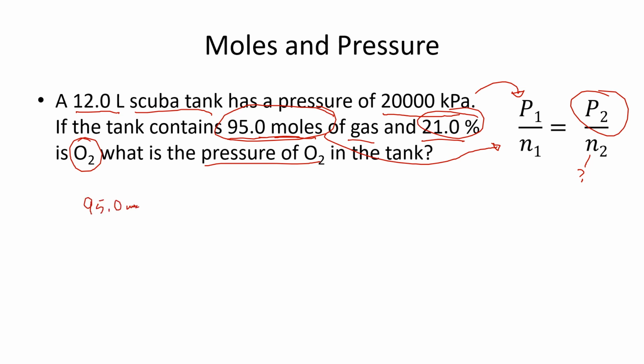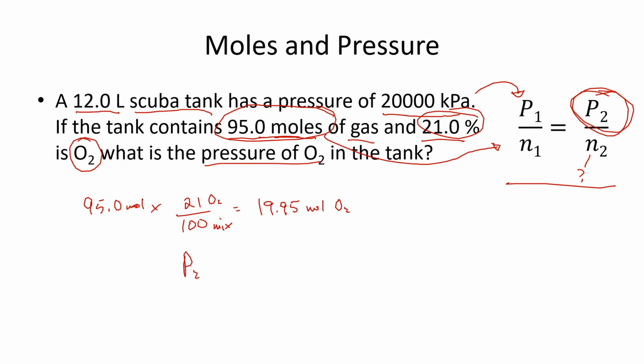95.0 moles times 21 over 100. So 21 is the oxygen, 100 is the mix. And what do we end up with here? So 95 times 21 divided by 100, and I get 19.95. 19.95 moles of oxygen. So now we can use this relationship and solve for P2.